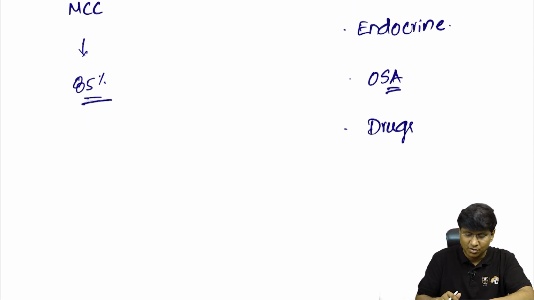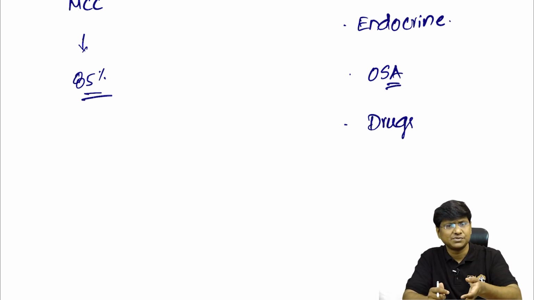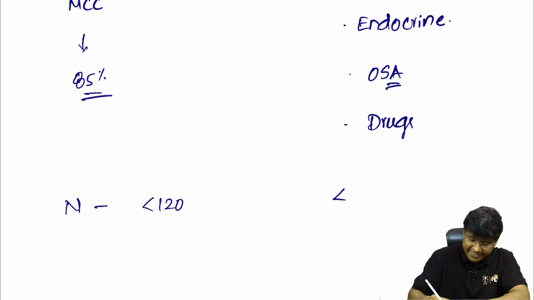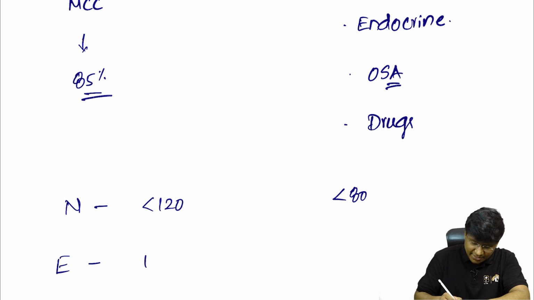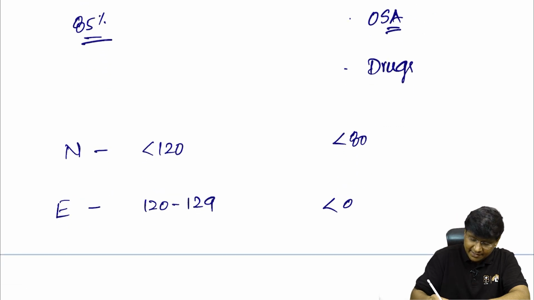Then followed by that, you need to know what exactly is the cutoff for the diagnosis of hypertension, or the diagnosis of blood pressure. First of all, normal systolic blood pressure will be less than 120 and normal diastolic blood pressure will be less than 80. Now when will you use the word elevated blood pressure? When the systolic blood pressure is between 120 to 129, then we call it elevated blood pressure.